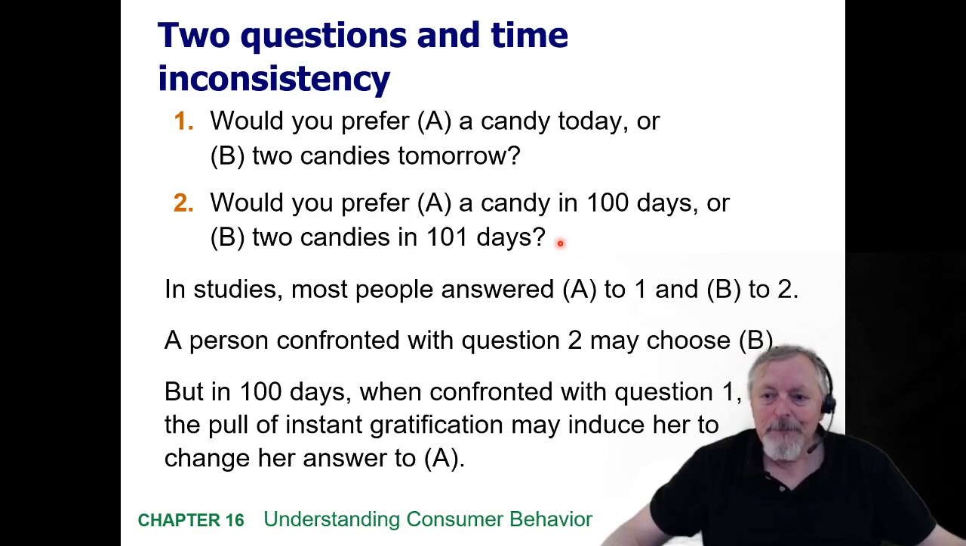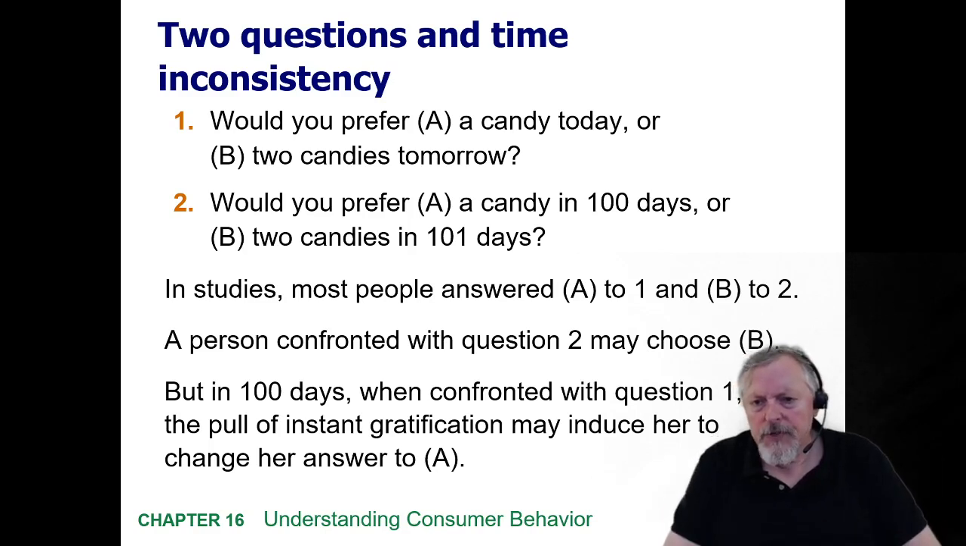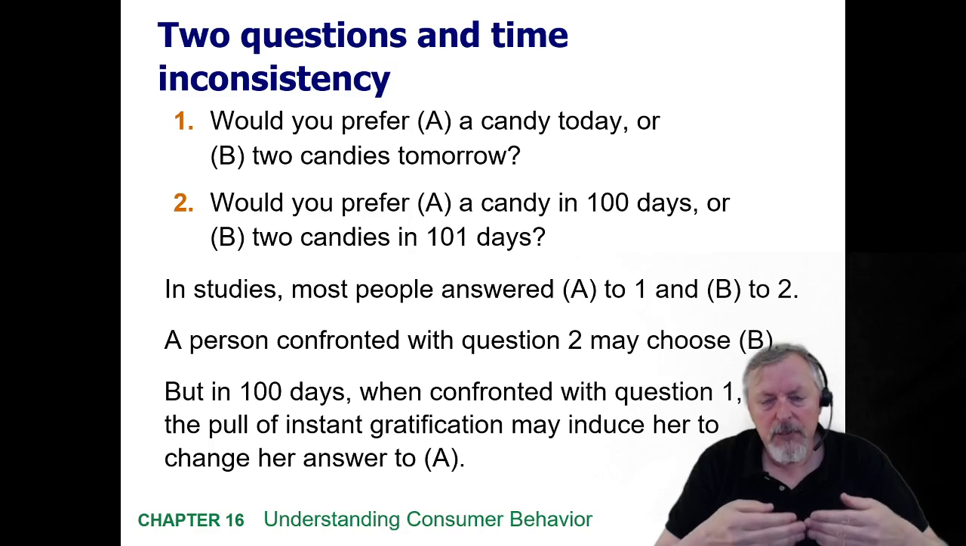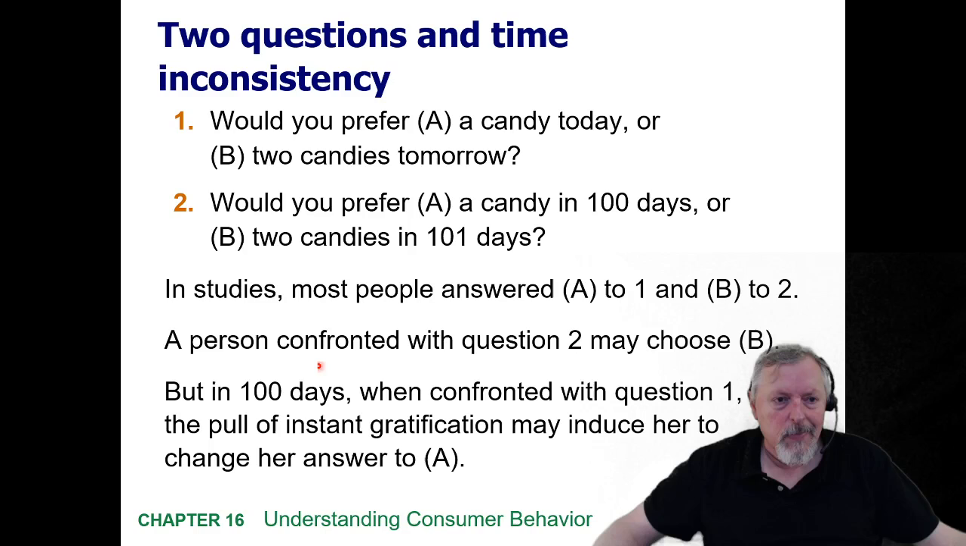If you're like most people, in question 1, you'd rather have 1 candy today. But in question 2, you'd rather have 2 candies in 101 days. So if you ask someone today, would you rather have a candy in 100 days or 2 candies in 101 days, they are willing to wait 1 extra day for 1 extra candy. But if you were simply to wait and ask people the exact same question 100 days from now, question 1, then they typically would not be willing to wait the extra day. So sometimes the passage of time itself can change people's economic decisions.